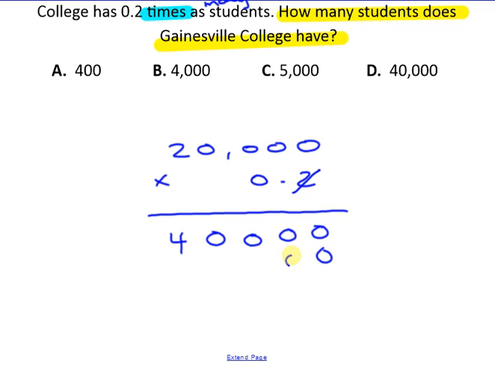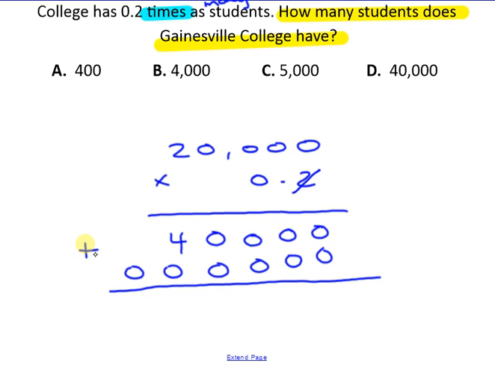Then 0 times 0 is 0, repeated for each zero, and 0 times 2 is 0. Now I'm going to add them all up. 0 plus 0 is 0 for each of the zero columns. 4 plus 0 is 4. And then 0 plus nothing is 0.